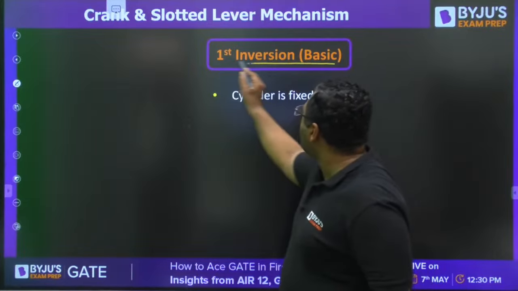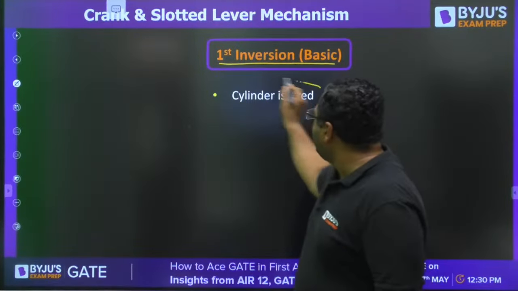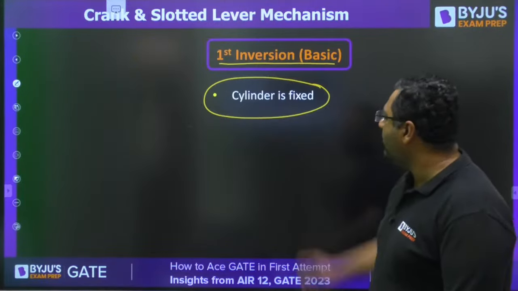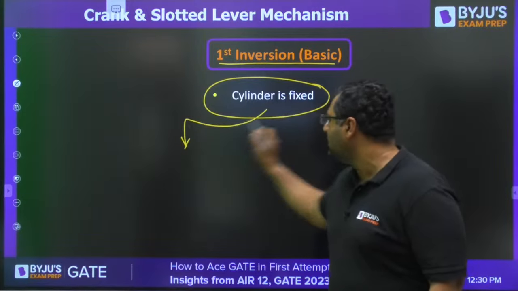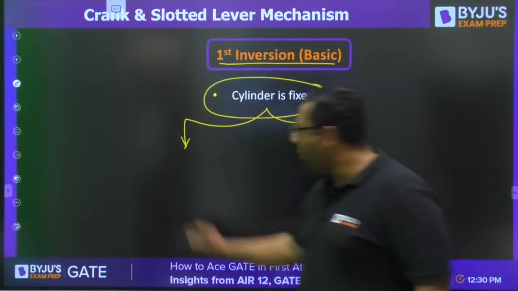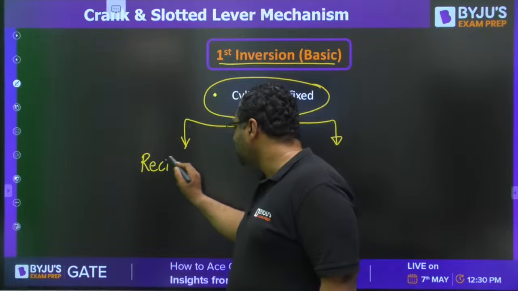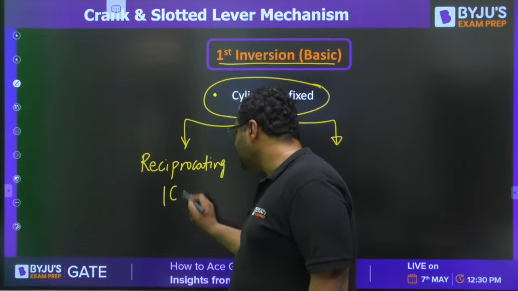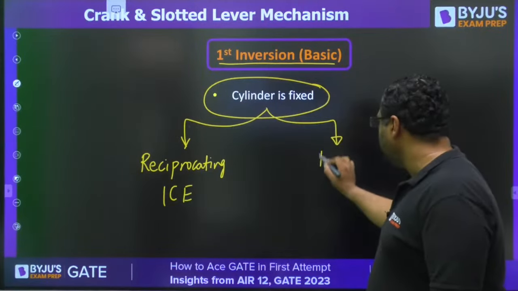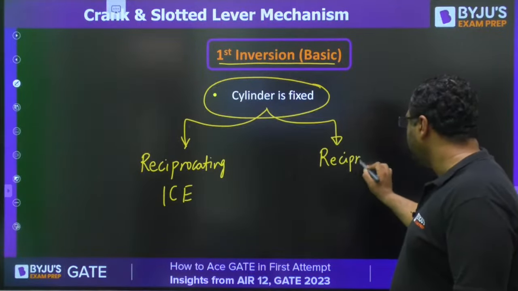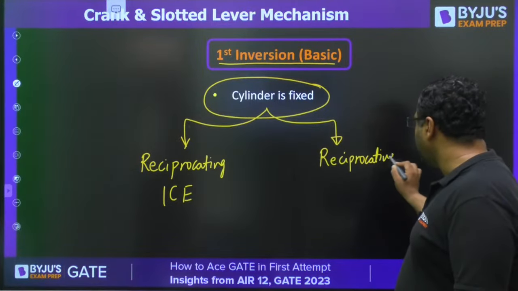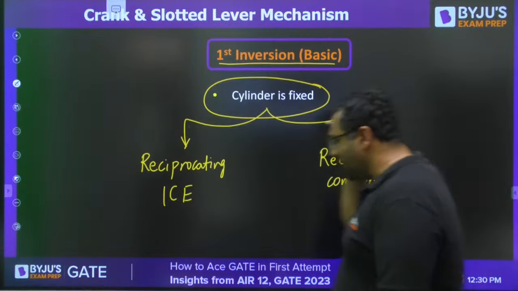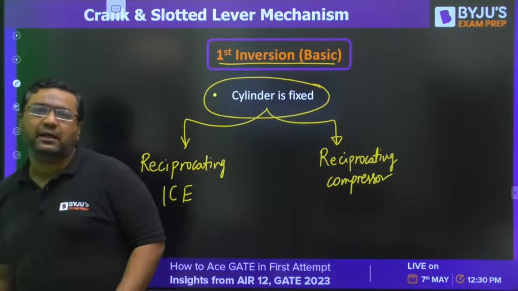So guys, now we are talking about the inversions. When we fix the cylinder, we get the first inversion. In the first inversion, when the cylinder is kept fixed, we get two mechanisms. One is the reciprocating IC engine, and the other is the reciprocating compressor. Okay, so guys, reciprocating IC engine and reciprocating compressor.